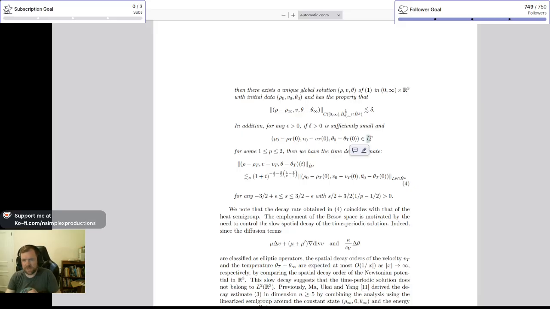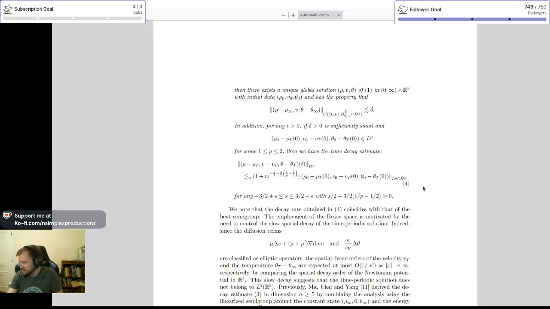Do you know what the L space is? The distances between rho 0 and rho sub t of 0, v sub 0 and v sub t of 0, and theta sub 0 and theta sub t of 0 are within our L^p for some p between 1 and 2 inclusive. Then we have the time decay estimate given here.